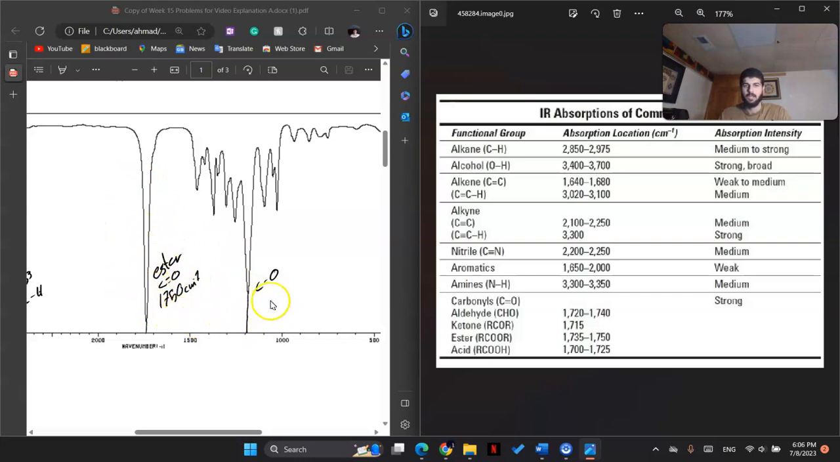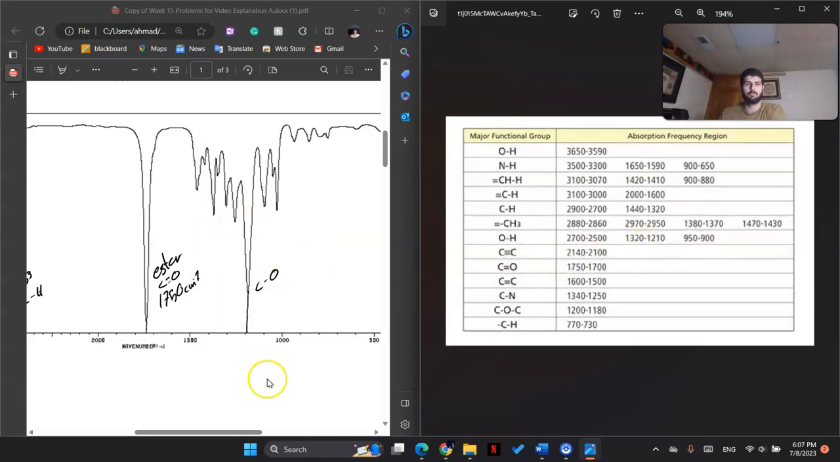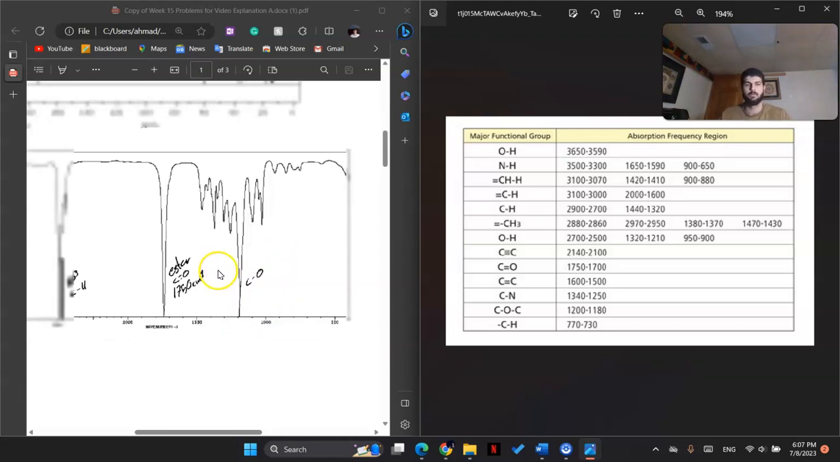And then finally, let me go back to that table. We have a final peak around 1200, and that indicates a C single bonded to an O. That is further proved by this range of frequency right here, 1200 to 1180. So this indicates that I have a C single bonded to an O.